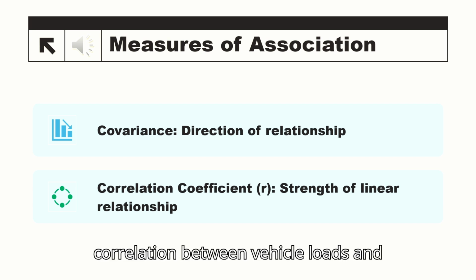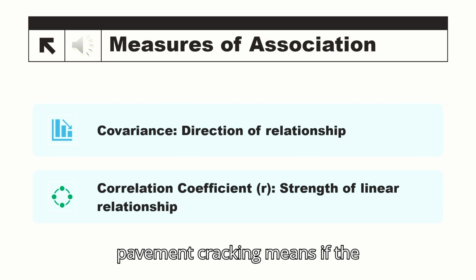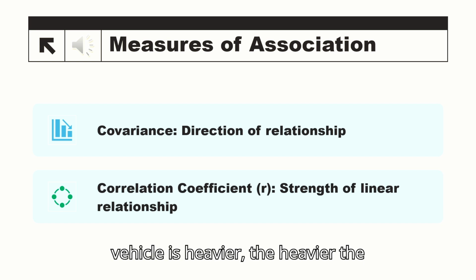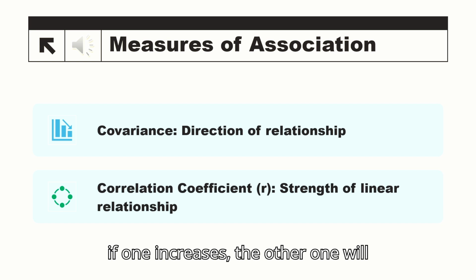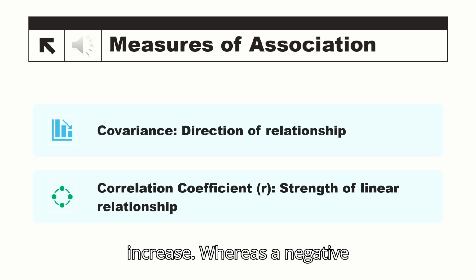A positive correlation between vehicle loads and pavement cracking means the heavier the vehicle load is, the higher the pavement cracking. So if one increases, the other one will increase. Whereas a negative relationship means if one increases, the other one will decrease.